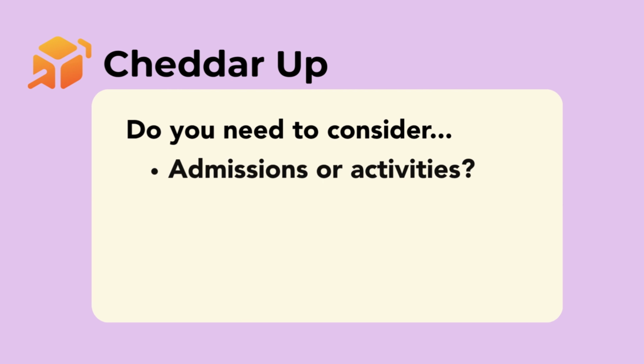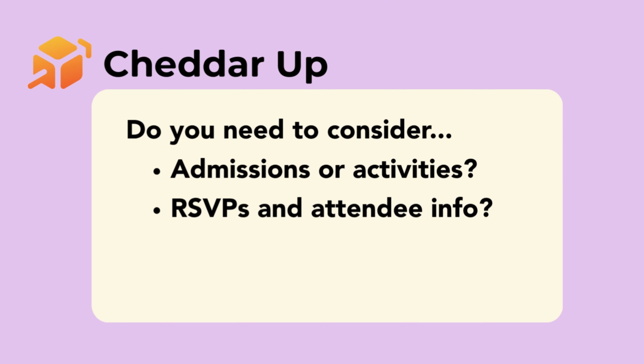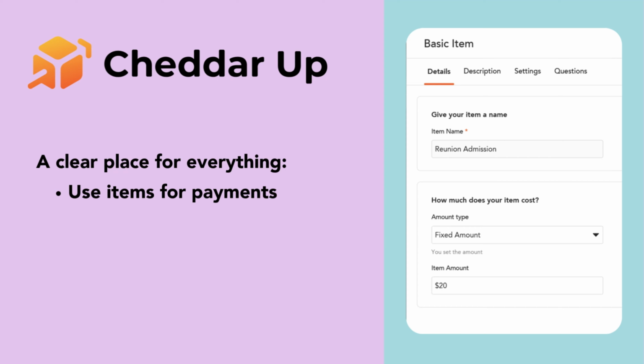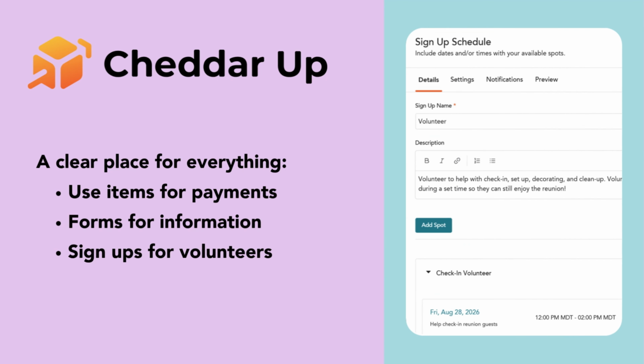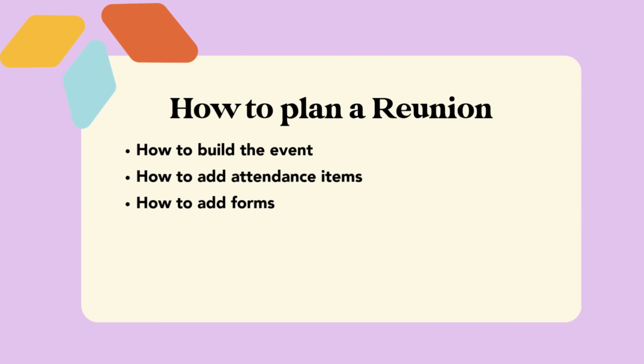Are you charging for admission or special activities? Do you need to collect RSVPs and attendee information? Do you need volunteers? Cheddar Up gives each of these needs a clear place. Use items for anything people will pay for, forms for extra information, and signups for volunteer roles. In this video, we'll show you how these tools can work together on one organized reunion page.